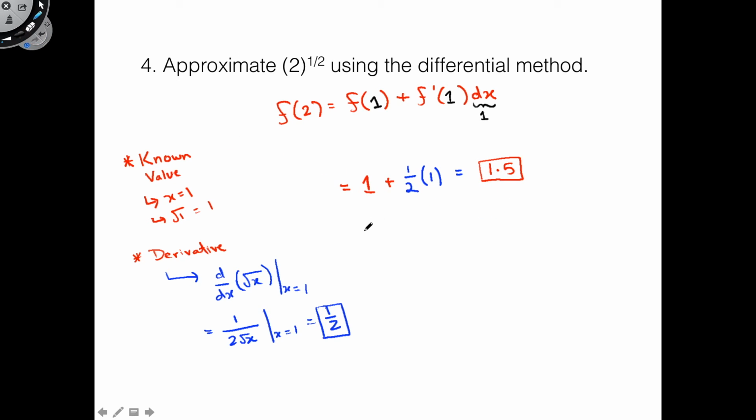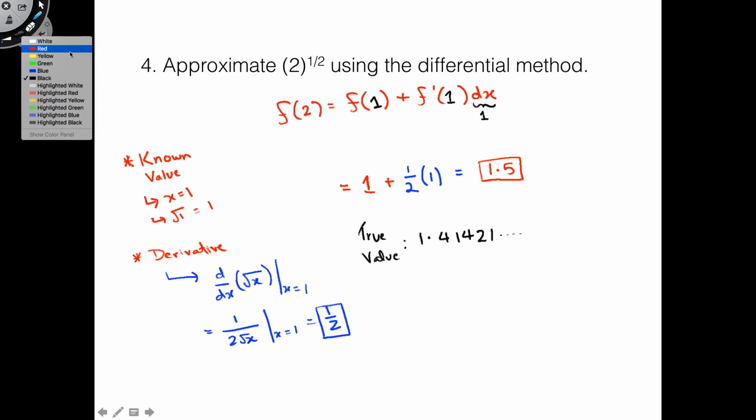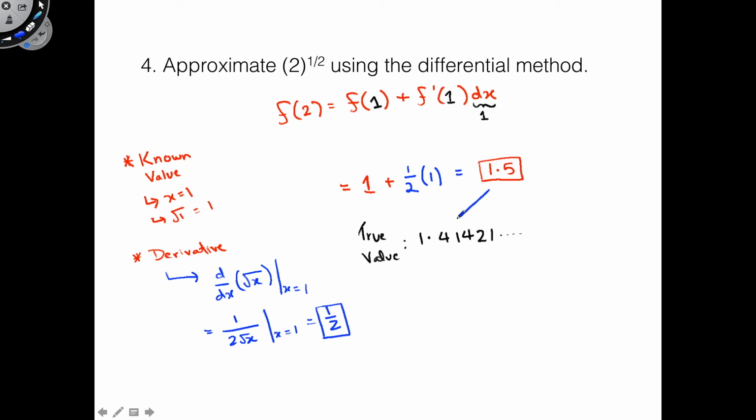Now let's see what the true value is. 1.4142, 1, yada, yada, yada. And again, as you can see, these are close. These are very close. So again, we have a good approximation. So that tells us we've solved this problem correctly.